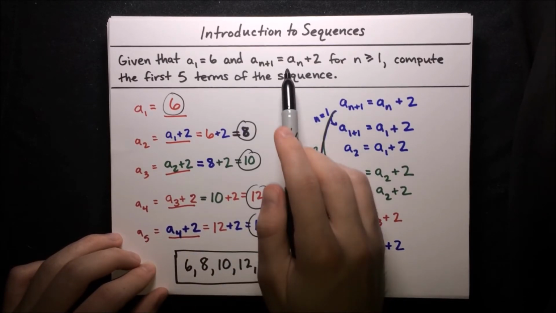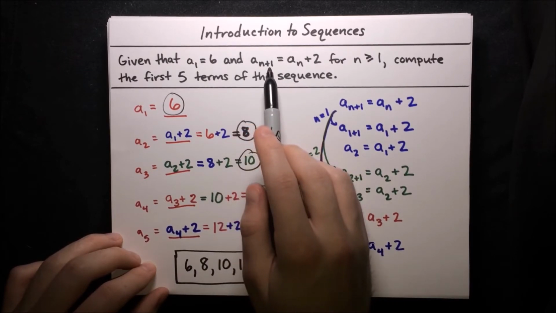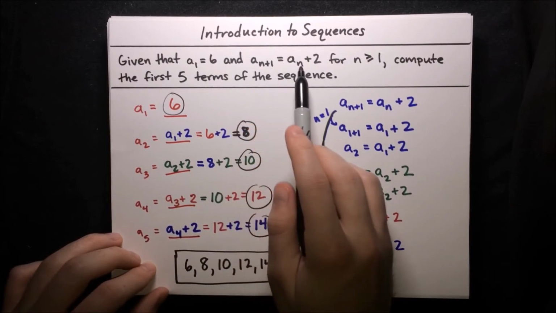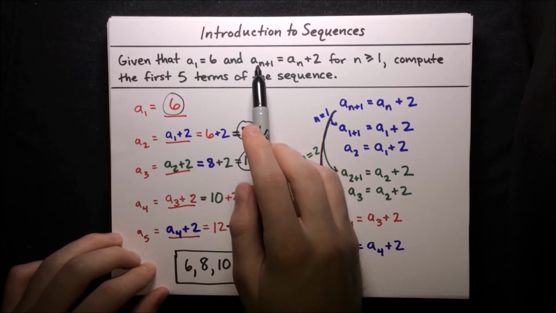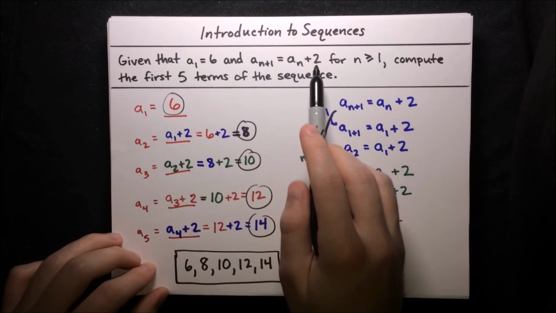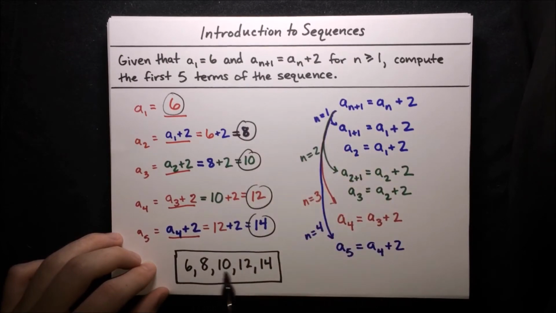Even when it's just n in the recursive rule, this is clear because A(n+1) is the term that comes right after A(n). So this rule is saying that the next term of the sequence is equal to the previous term plus 2. And that's exactly what we see here.